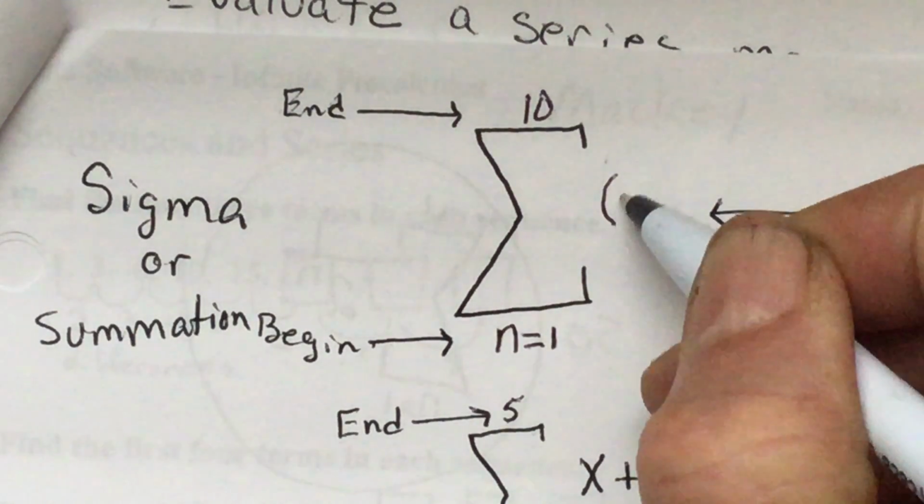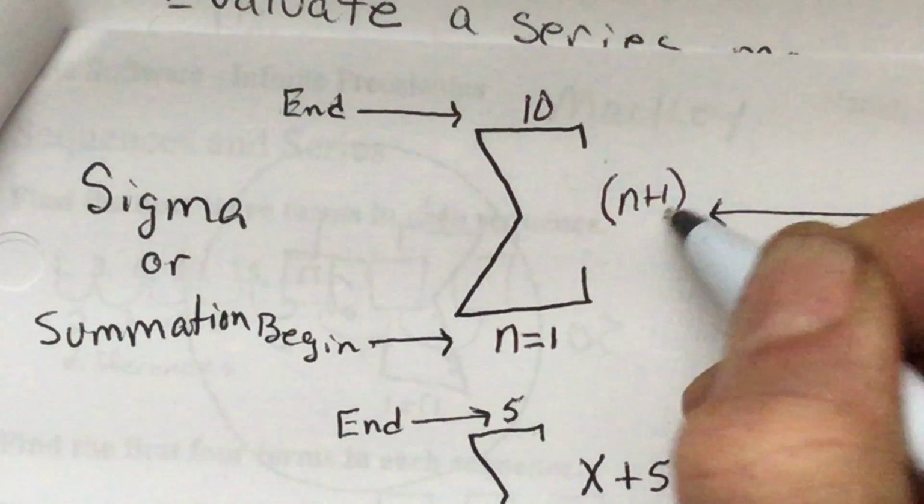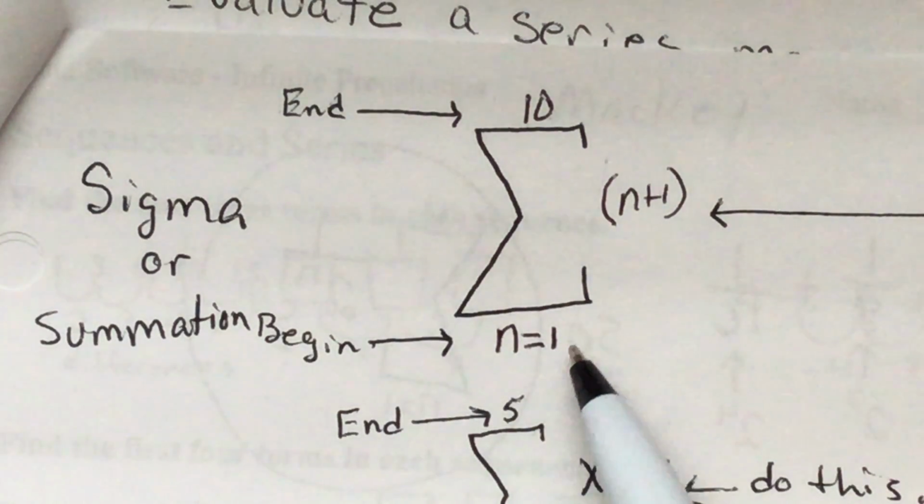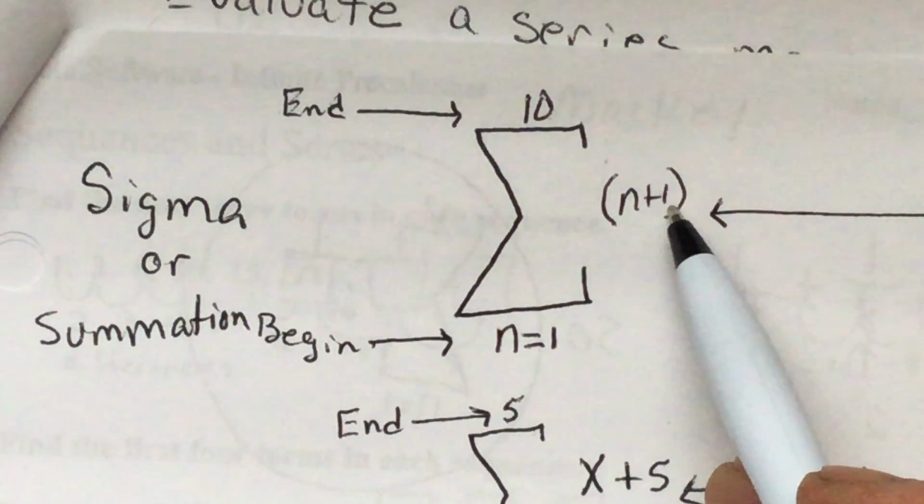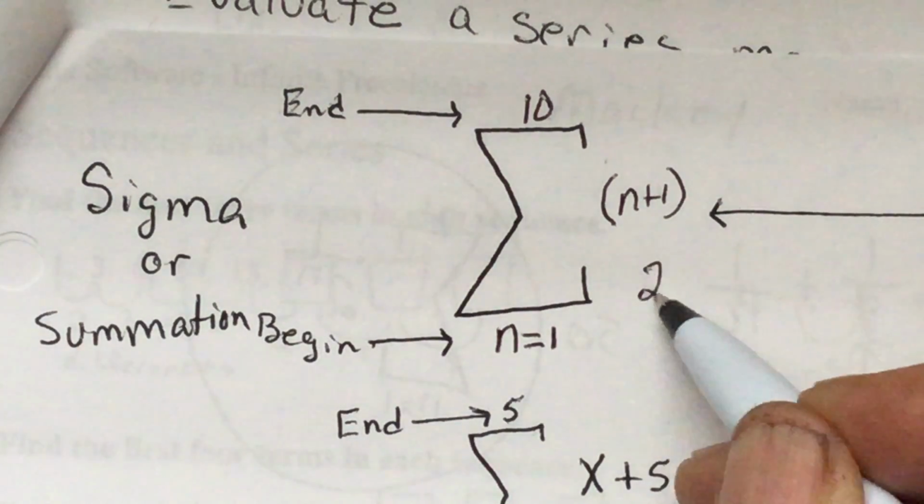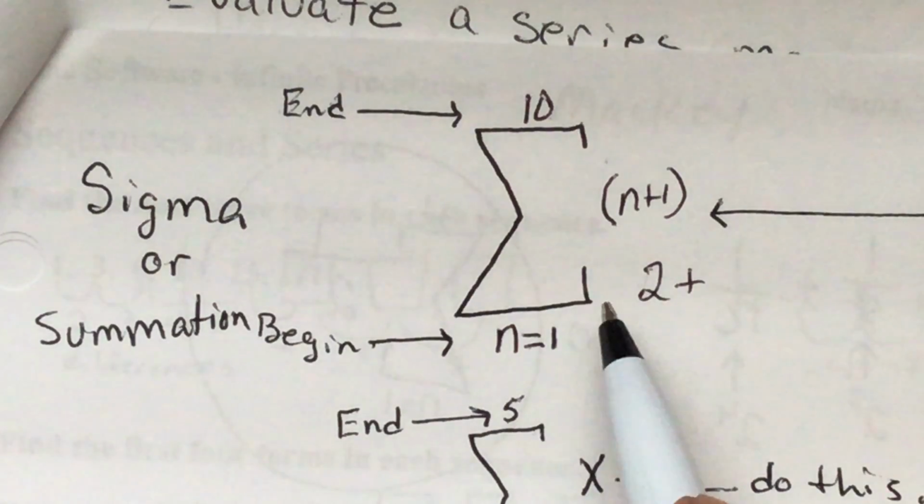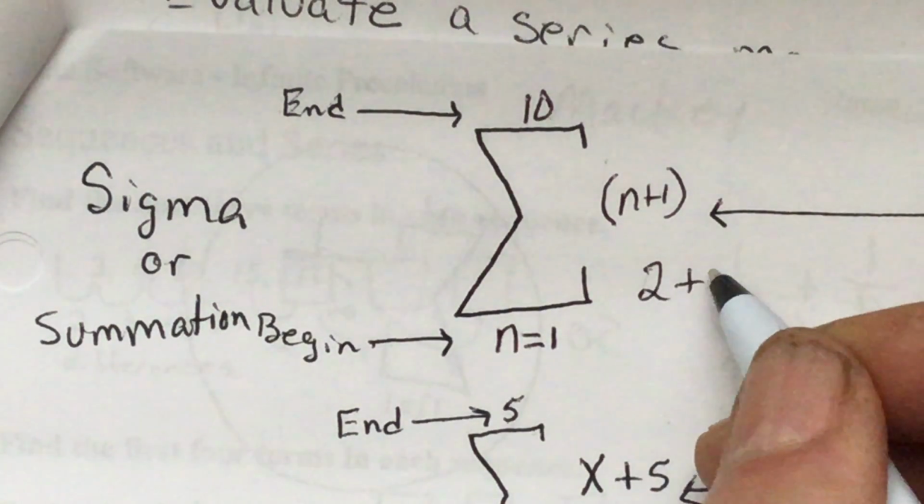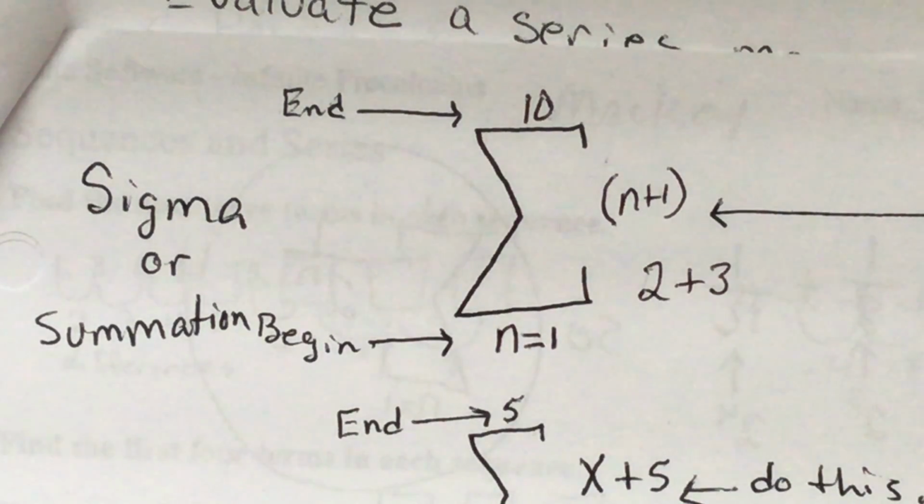And as you're doing that, do n plus 1. Add them all together. So the first one would be 1 plus 1 is 2. The second one, now n is 2, so 2 plus 1 is 3. And so on until you do the 10th one, then add them all together.